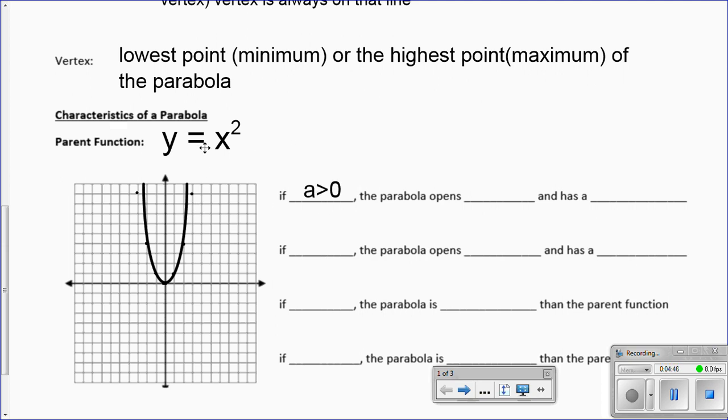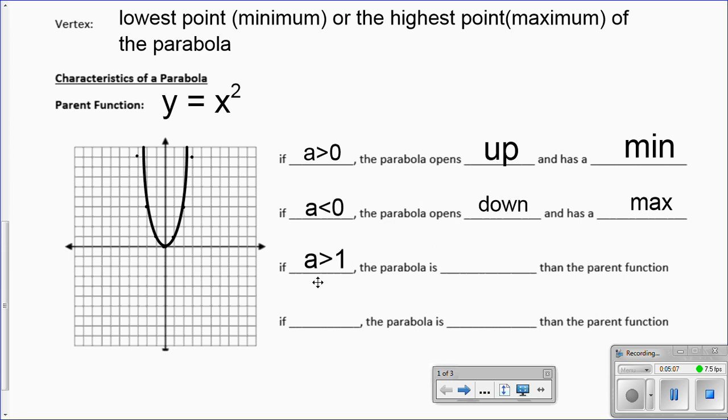If the a, meaning the number with the x squared, is greater than 0, the parabola is going to open up, and it's going to have a minimum, just like this one, because this one, the a is 1. If a is less than 0, meaning it's negative, it actually opens down and has a maximum.